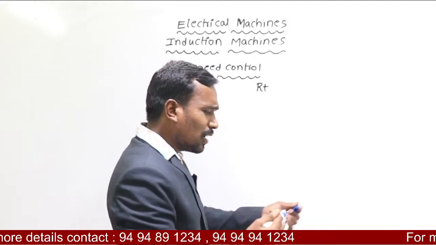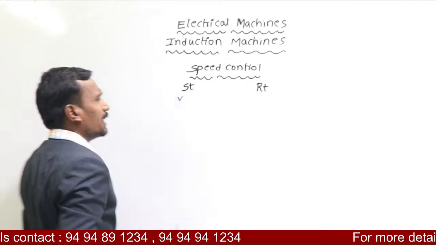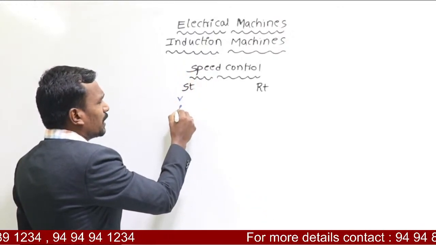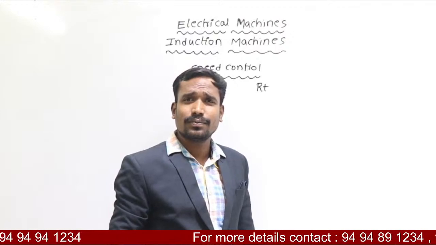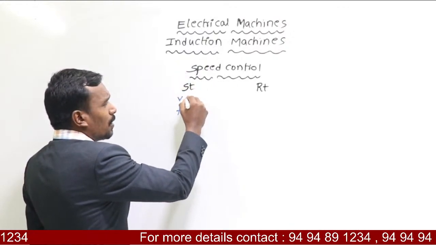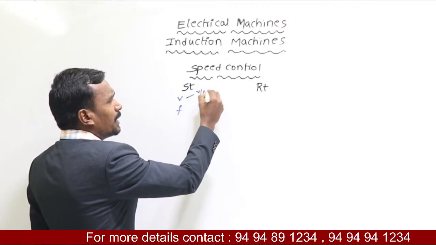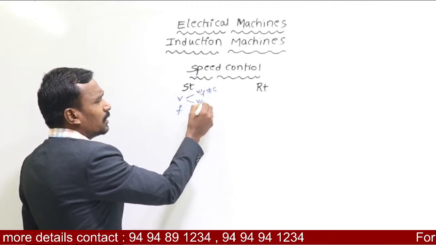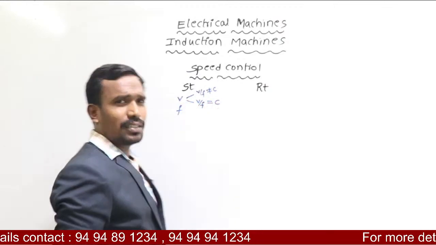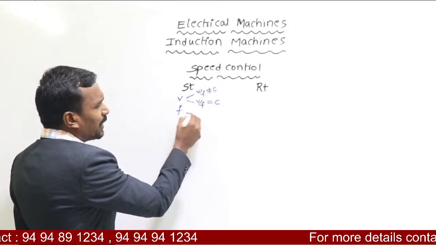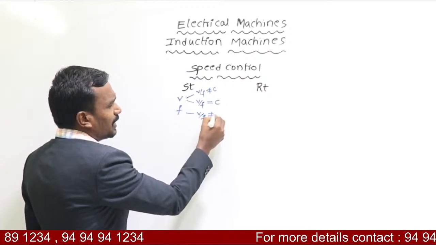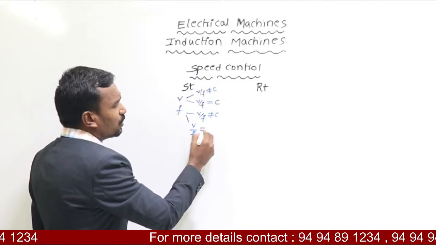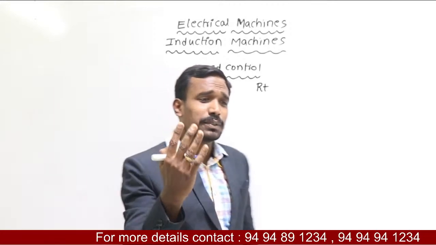From the stator side, there is supply voltage control, by controlling the supply voltage. Next, by controlling the supply frequency. Of course, by controlling the voltage with V by F not constant, and by controlling the voltage with V by F ratio constant, by controlling the frequency with V by F not constant, by controlling the frequency with V by F ratio constant. Like that we have four types of speed control methods.